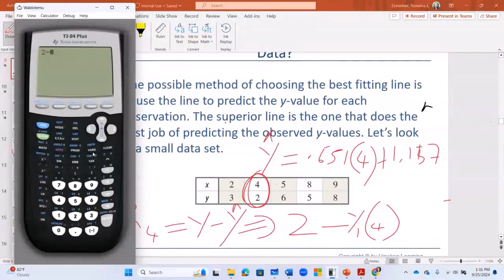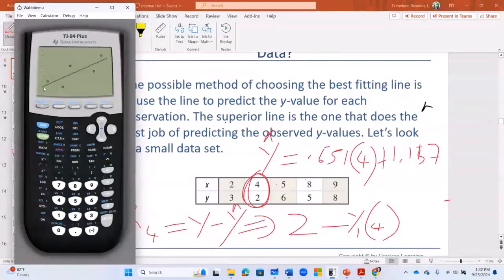Vars, Y-Vars, function y1, substitute 4 there, get the answer. The answer is negative 1.761. Why? Let's see why. Let's zoom 9 again. Why is the answer negative?